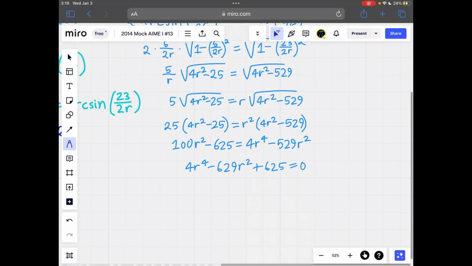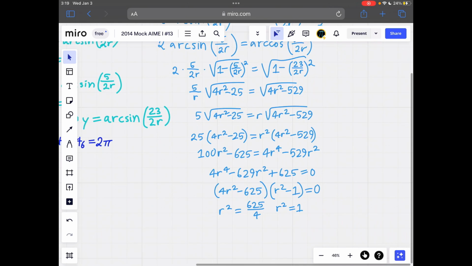And we see this can be easily factored right away. We know it's equal to 4R squared minus 625 times R squared minus 1 equals 0. So R squared is either equal to 625 over 4 or it's equal to 1. But if R squared is equal to 1, then R would have to equal 1.